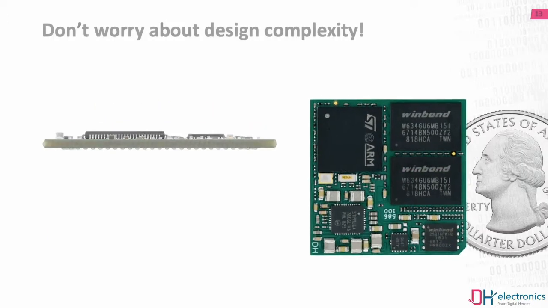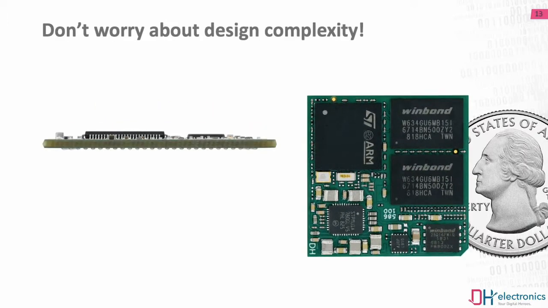So let's start with the DHCore. You can see the DHCore is a quite small PCB with a size of only 29 by 29 mm, which is slightly more than a square inch. On the bottom side of the SOM you can find an LGA grid.